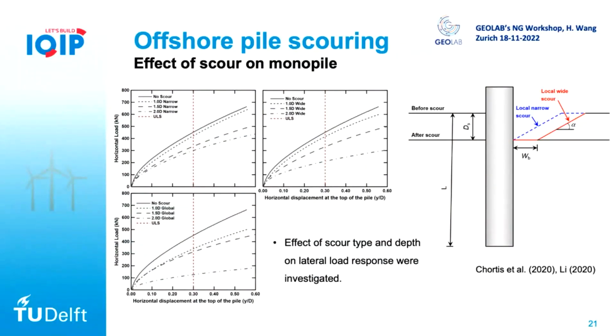You can really see the significant change or degradation of the stiffness and the capacity of the pile. From the top left, it's a narrow scour, and you can see when we change from narrow to wide and to a global scour, at a displacement of around 0.3, more than half of the capacity is lost. So this is really something to consider when we design the monopile. And apart from that, we also did finite element simulations. Just a moment, it's a little bit slow.